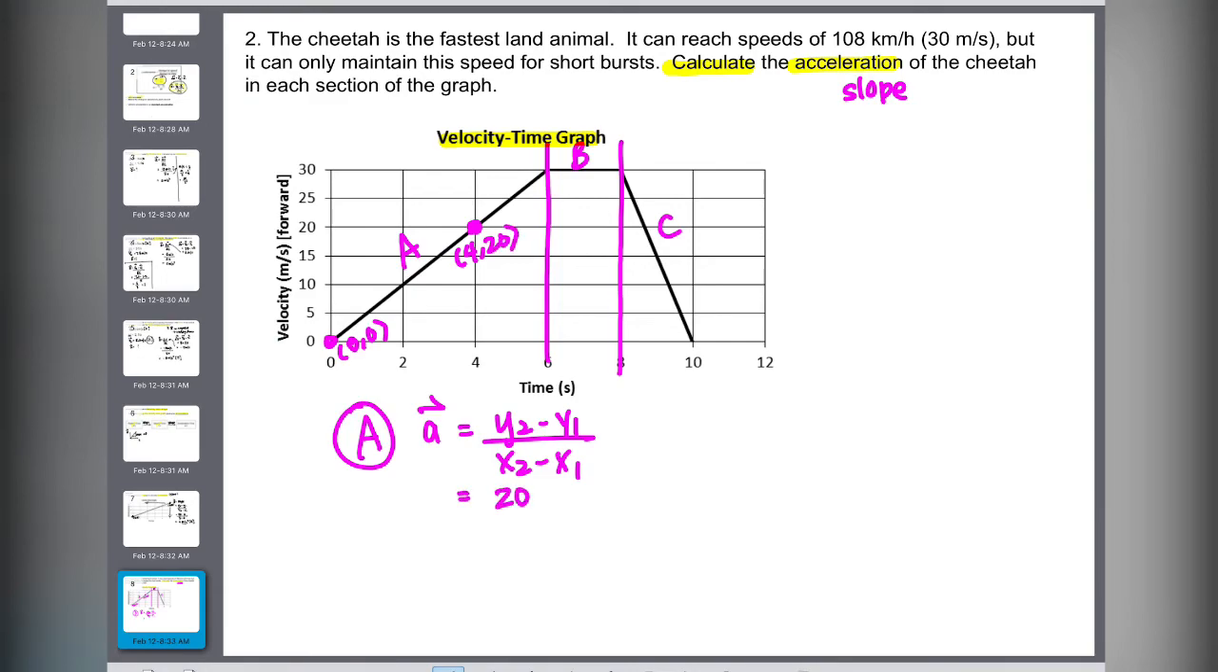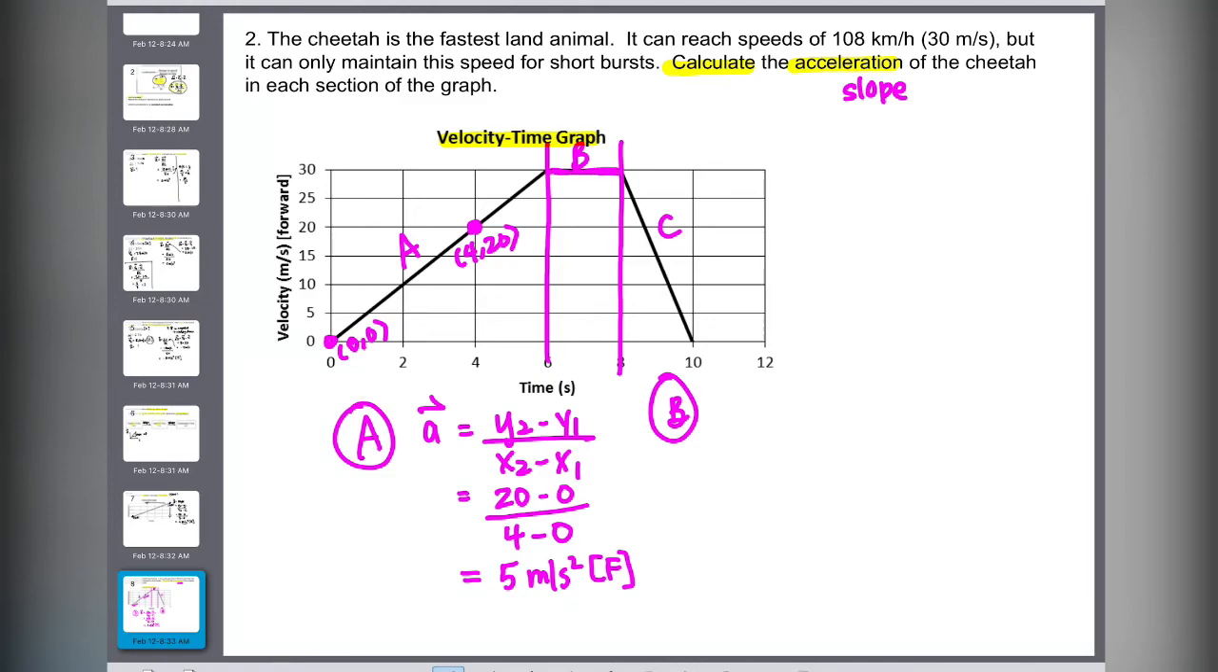Okay, this is 0, 0. This is 4 and 20. The slope is y2, which is 20, minus y1, which is 0, divided by x2, which is 4, minus 0. 20 divided by 4, that is my 5 meters per second square, and the direction is forward.